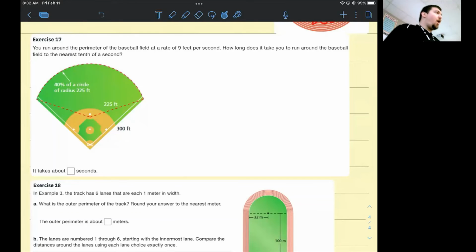All right, we have 2 homework problems I'd like to look at from section 8.2. And so number 17 is the first one. Number 17 says that you run around the perimeter of a baseball field at a rate of 9 feet per second. How long does it take you to run around the baseball field to the nearest 1/10 of a second?